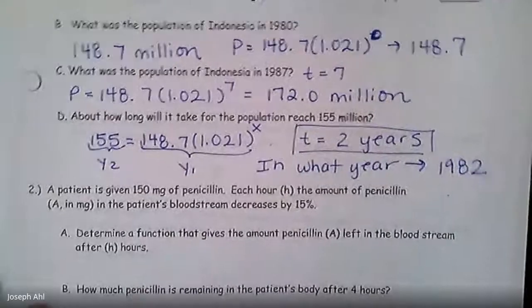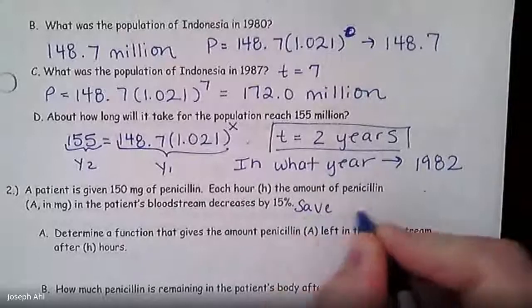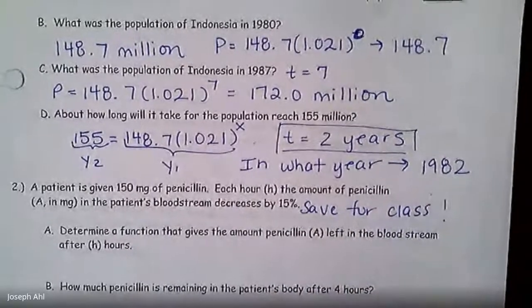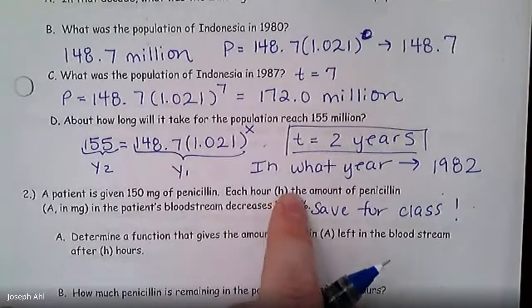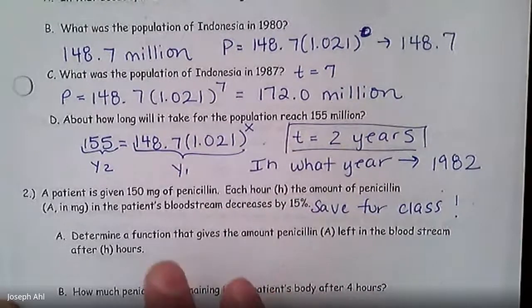Okay. Moving on to number 2, we're going to save this one for class. So this is a good example of a medical case where a patient is given some penicillin and it's decreasing at a fixed percent per hour. Like we said earlier, time could be in hours, it does not have to be in years. But we'll go over this one in class. This one we're going to develop a model for and be able to answer some questions.